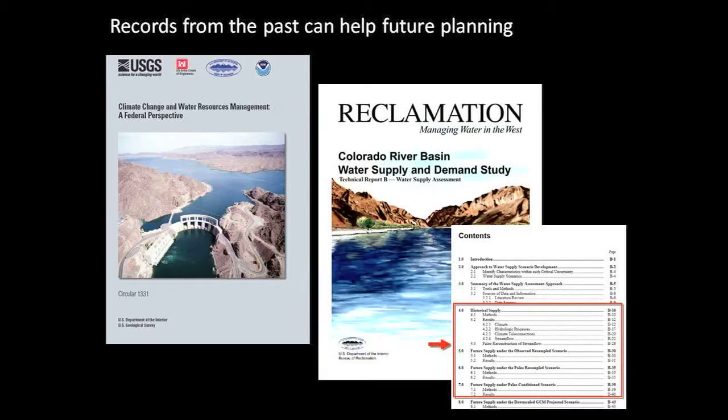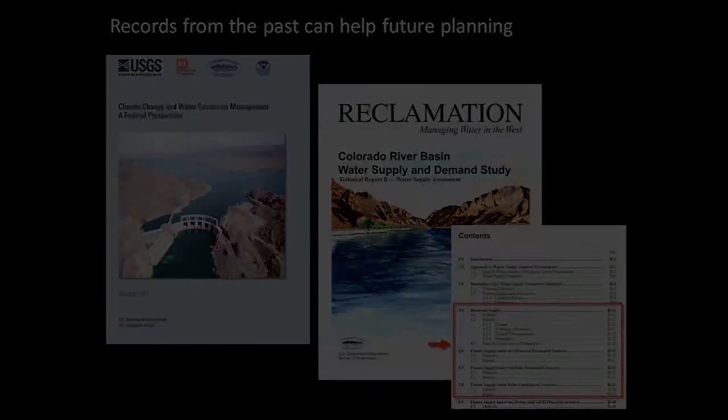The climate change and water resource management, a federal perspective, is a multi-agency report, and there is also Reclamation's Colorado River Basin supply study. This is too small to see, but in the table of contents for both of them, they have sections about how the paleoclimatic record, the tree ring record in particular, is being used, oftentimes in combination with projections for future flows, to develop scenarios for the future. What could the future hold?